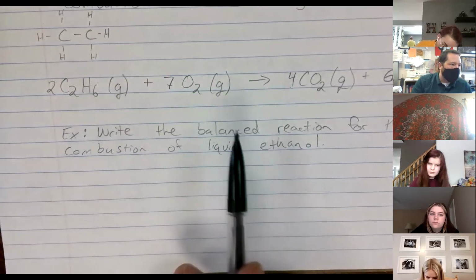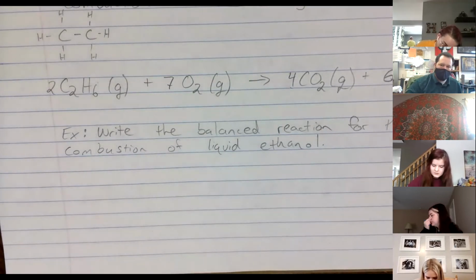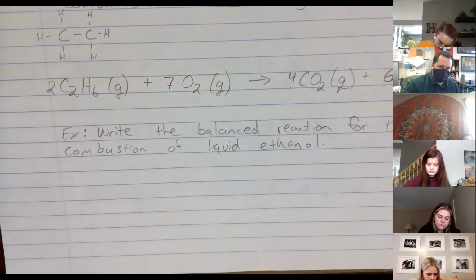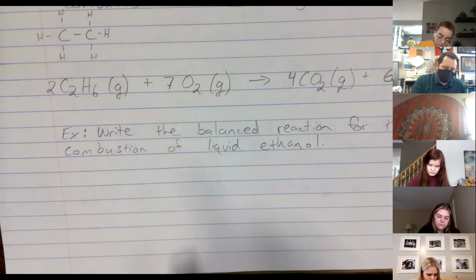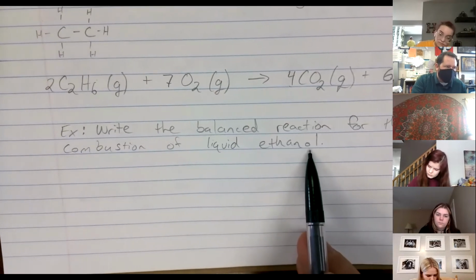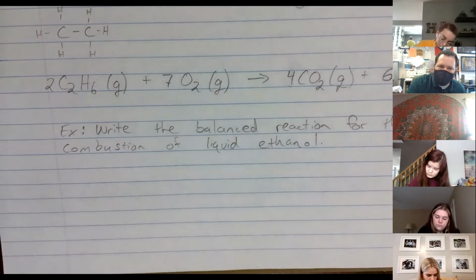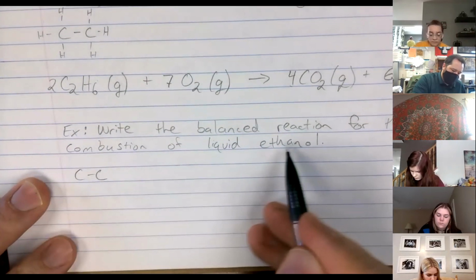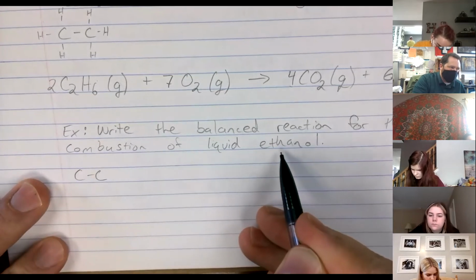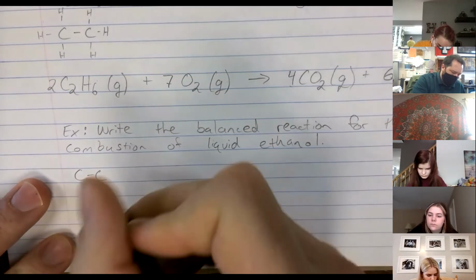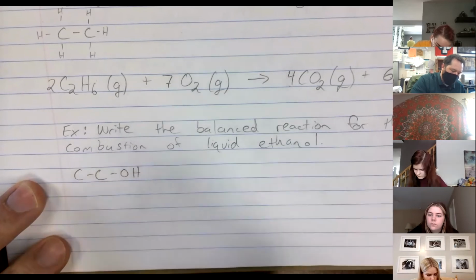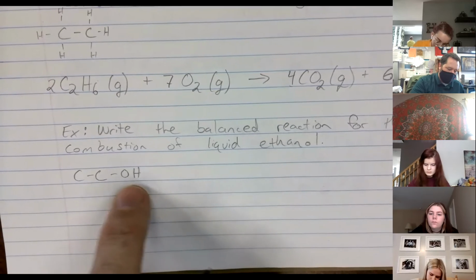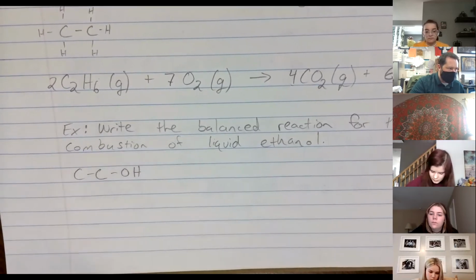So this time we're writing the balanced reaction for the combustion of liquid ethanol. A little different this time. We've got that OL ending. So we've got to remember what that was from last chapter. We'll start with the eth part though. Eth means 2. So there's my 2 carbons. OL tells us alcohol. So there's an alcohol, an OH.